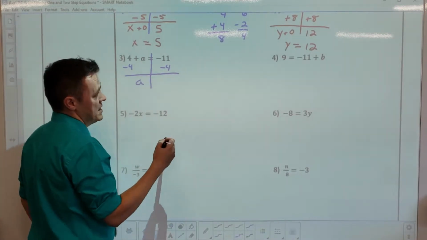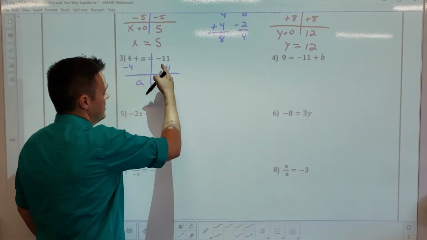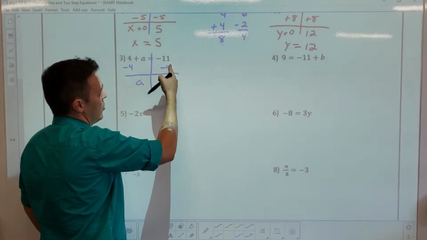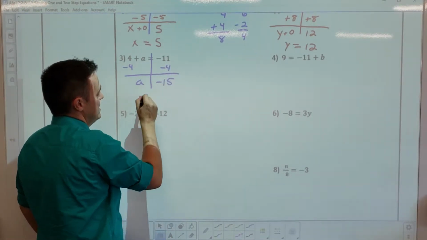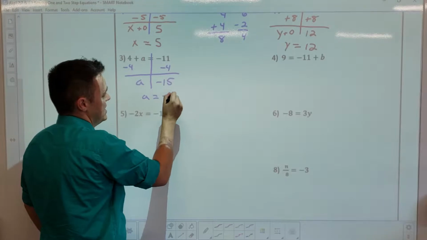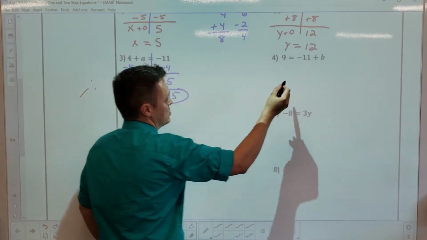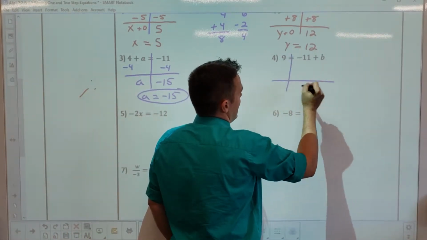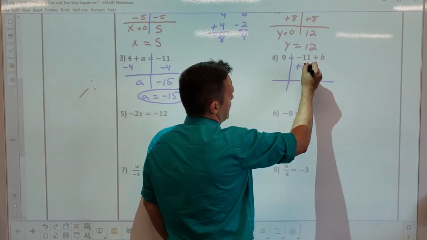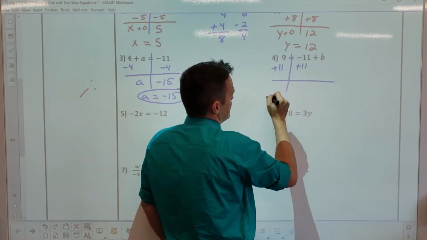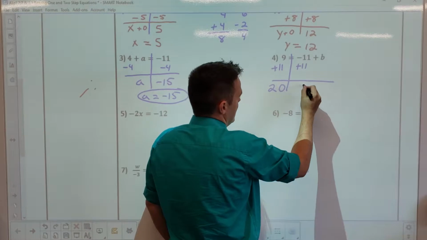Remember, if you spend money in a bank account, you spend 11, you then spend 4. How much have you spent? 15. a equals negative 15. All right, this one over here, same setup. Split it in half, okay? This time I'm going to add 11 to this side, add 11 to this side. So it's going to be 20 and b.